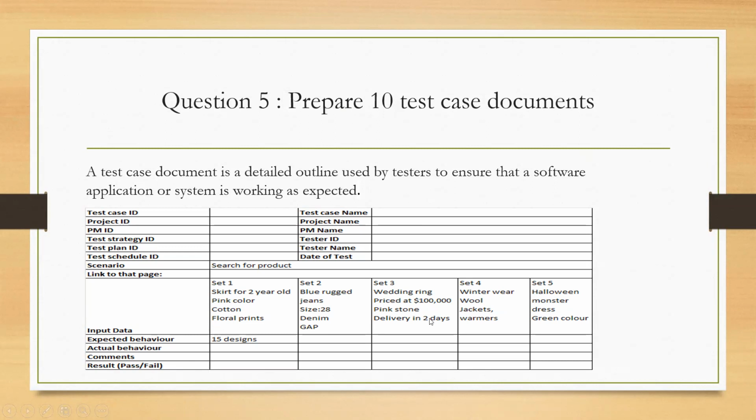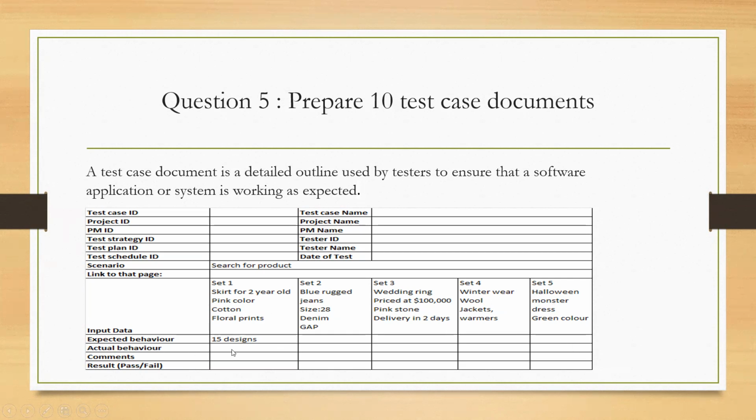So we'll be taking some input data. We have taken here 5 sets of input data. While writing on your end, you need to keep at least one. Okay, if possible, keep 5 input data, or else keep at least one. In input data we have given that we are searching for a skirt for a 2-year-old kid, which is pink color, cotton fabric, and having some floral prints. Likewise, we have given here some 5 sets. So regarding search for product, we are taking these 5 input data.